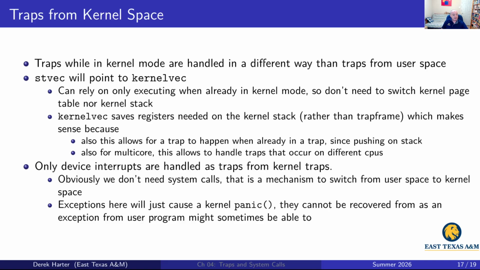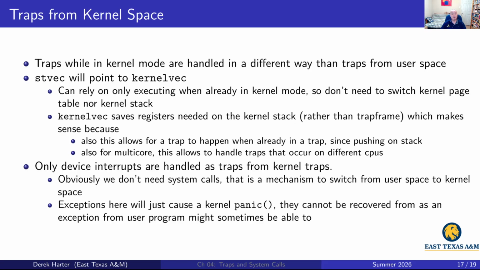Okay, so that's it for this video. A lot shorter than when we talked about traps happening when we were in user space. Just to summarize quickly some of the main points that we went over in this video. Traps are handled differently when they occur when we're already in kernel space. There's a kernelvec, a kernel vector set of assembly code, and a kernel trap function that handles what should be done when a trap happens when we're already in kernel mode.